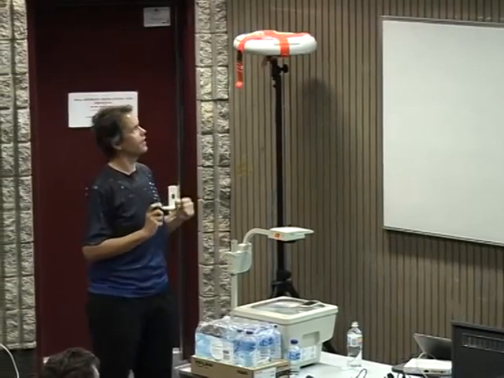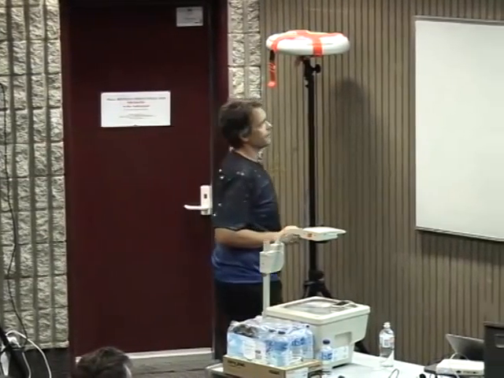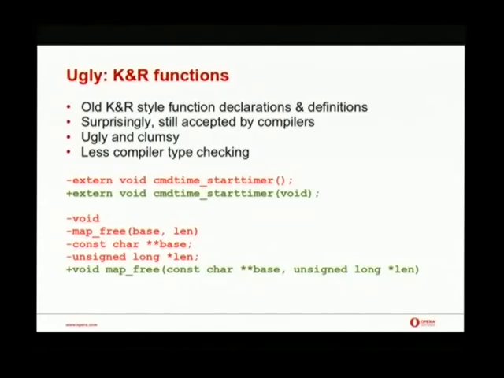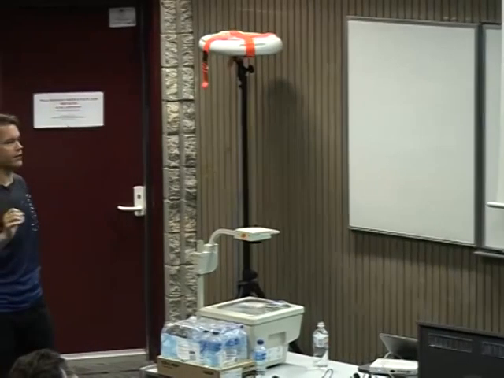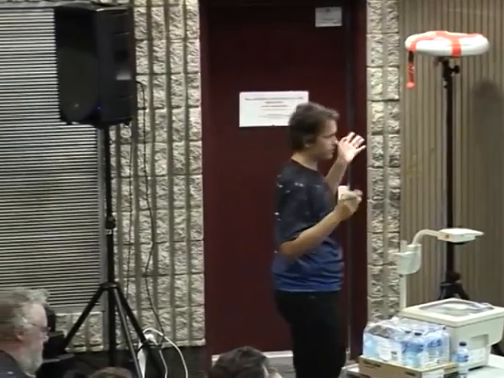Ugly. It's ugly time. K&R functions. No, really. I checked in some code four or five months ago that actually removed the last K&R function definition from code that's actually compiled in Cyrus. There is still one in there, but it's only compiled on BSD, so that more or less doesn't matter to me.